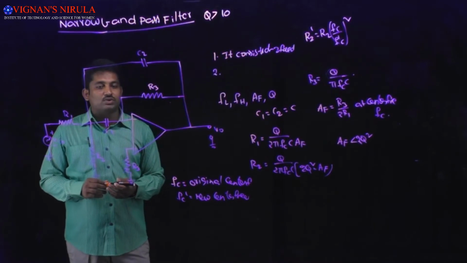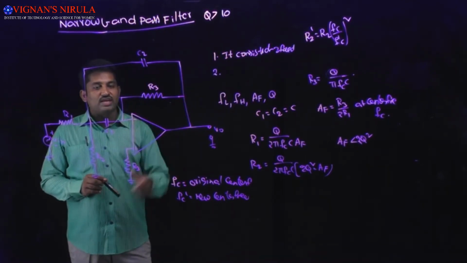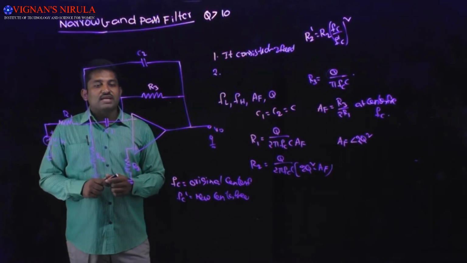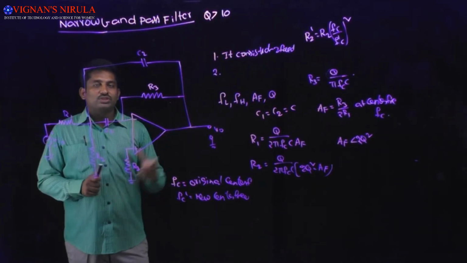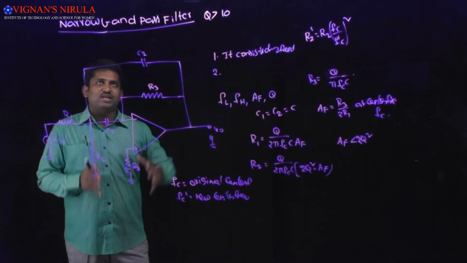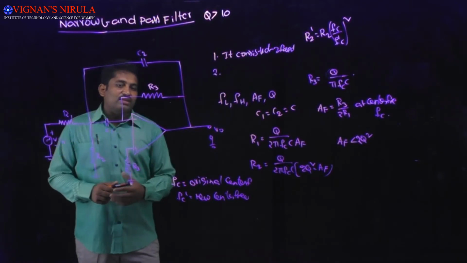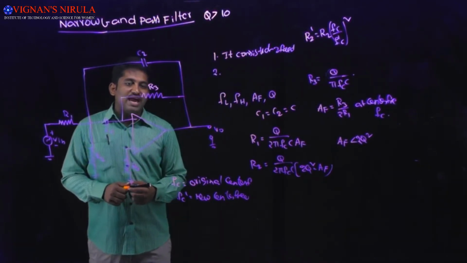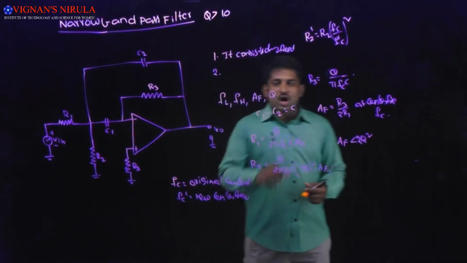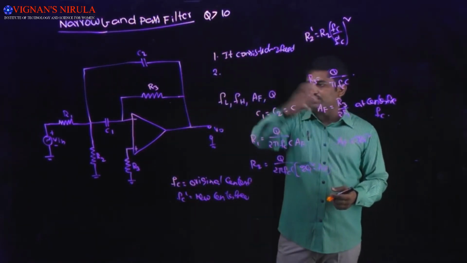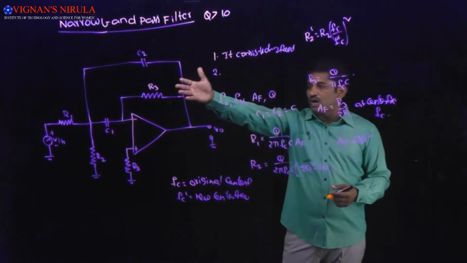And there is an important advantage in the narrow band pass filter because of these two feedback paths. Without changing the bandwidth, without changing the gain, we can change the center frequency from one value to another value, which is the major advantage of the narrow band pass filter. So whenever they are asking you to design the narrow band pass filter, you have to use all these equations for the calculation of the components R1, R2, R3.